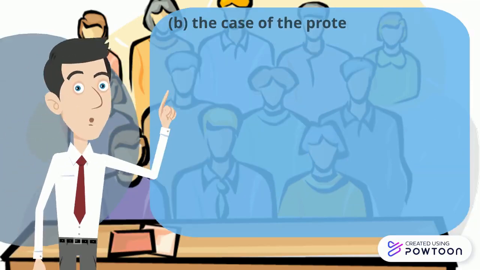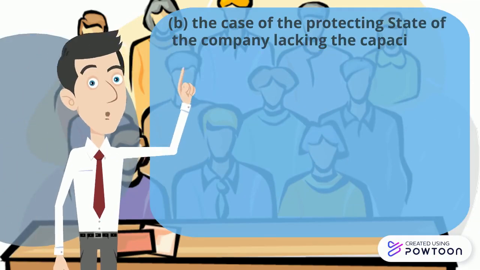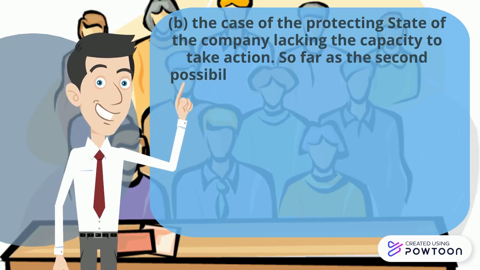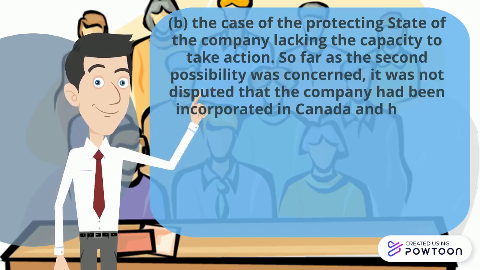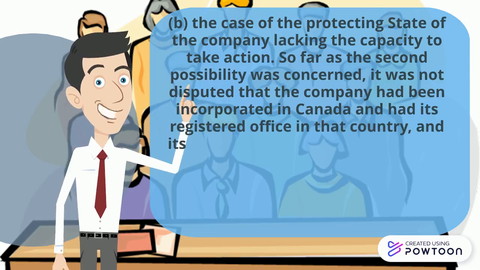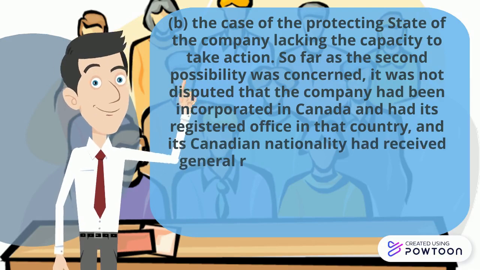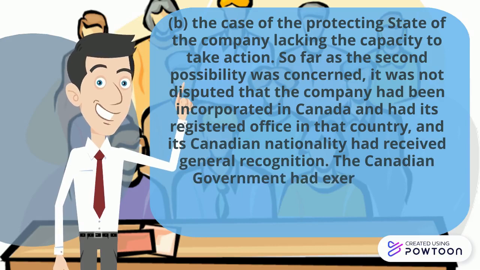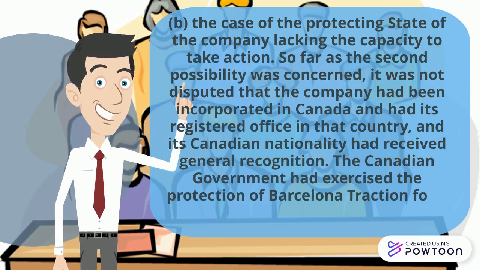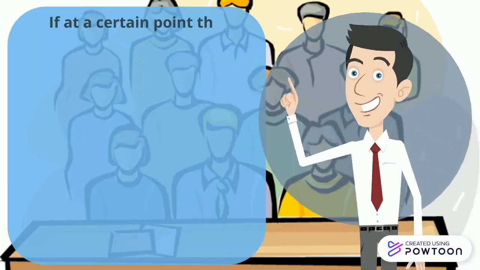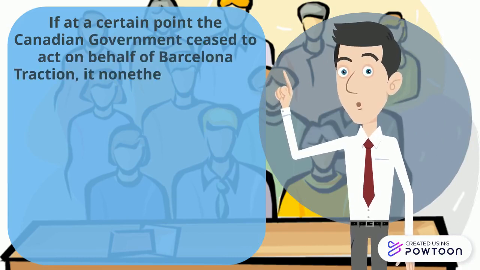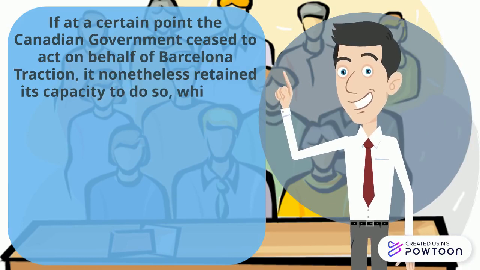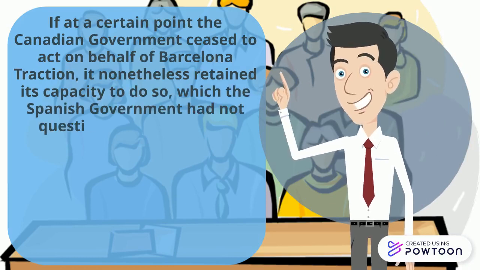As for the second case, there was no contention as to the facts that the company had been incorporated in Canada, had its registered office in that country, and had its Canadian nationality received general recognition. Not to mention the fact that the Canadian government had also exercised the protection of Barcelona Traction for a number of years. If at any point the Canadian government ceased to act on behalf of Barcelona Traction, it nevertheless retained its capacity to do so, which weirdly the Spanish government had not questioned.